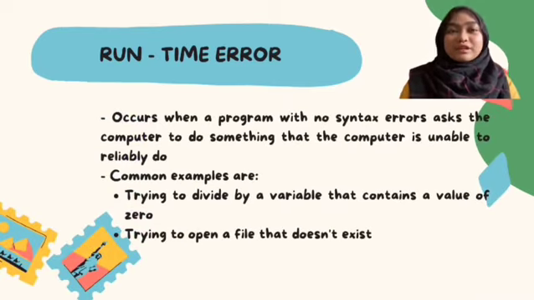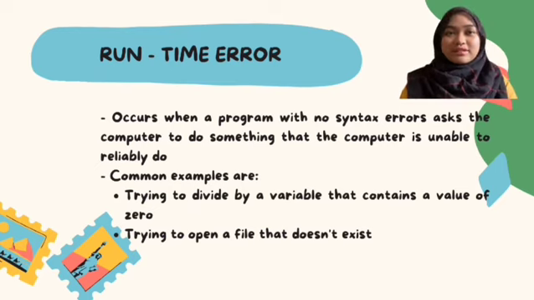Okay, so next we will be discussing runtime error. Runtime error occurs when a program with no syntax error asks the computer to do something that the computer is unable to reliably do. Common examples would be trying to divide by a variable that contains a value of 0. Of course, we cannot divide by zero. And then trying to open a file that simply doesn't exist.